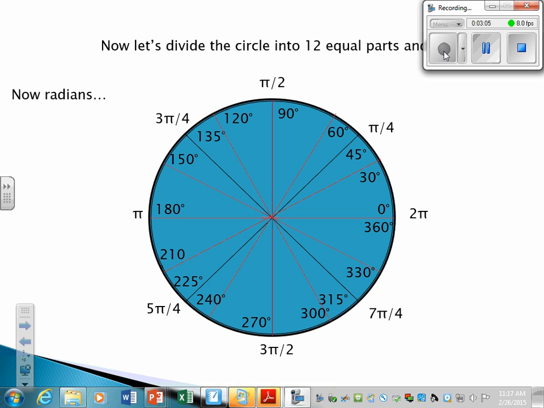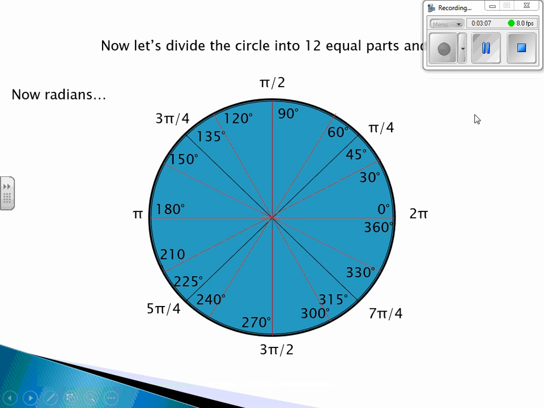Next, we have to do the radians. The entire circle is 2 pi. If I divide it into 12 chunks or 12 slices, which is the orange pieces, then each of the orange slices is pi sixths. So watch and then I'll give you a minute to fill it in.